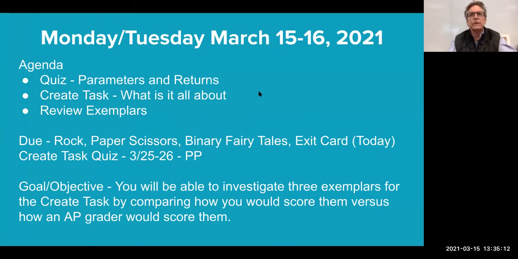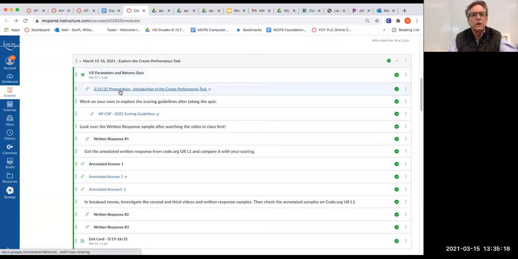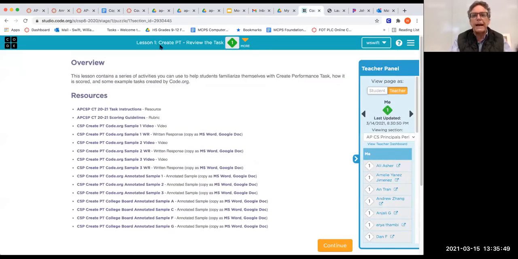Okay, just so everyone knows, these are right here in your module. Here is the quiz, here's the presentation, this is the scoring guidelines. Some of these are just words, so this is telling you to work on your own to explore the scoring guidelines after taking the quiz. Look over the written response sample after watching the video in class first. Apparently you can't make the videos work. Just a note, get the annotated written response from code.org, U8 lesson one, and compare it with your scoring. In code.org, unit 8 lesson one, all these documents live here.